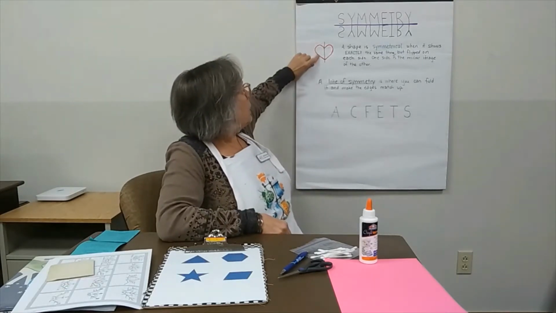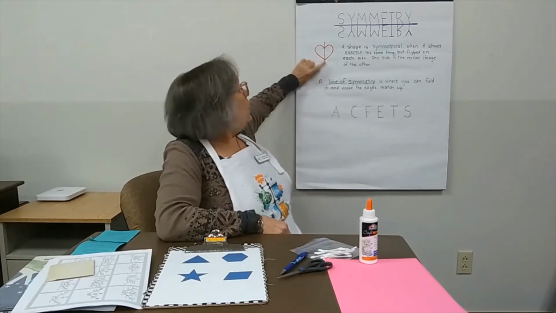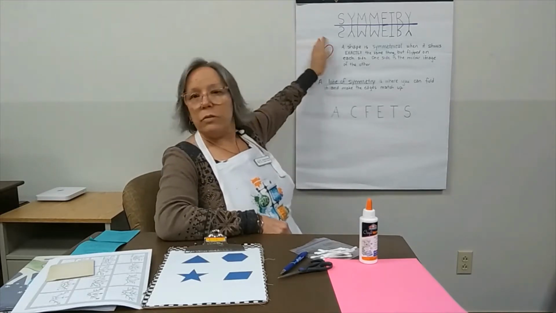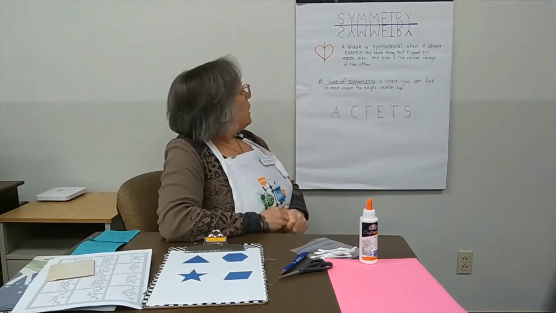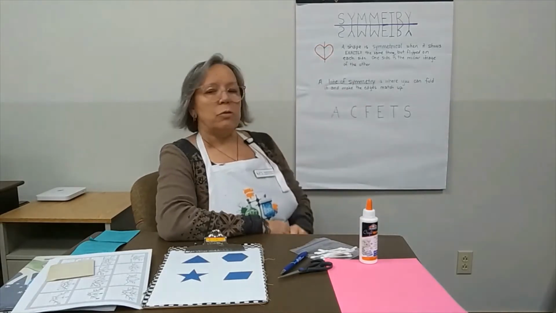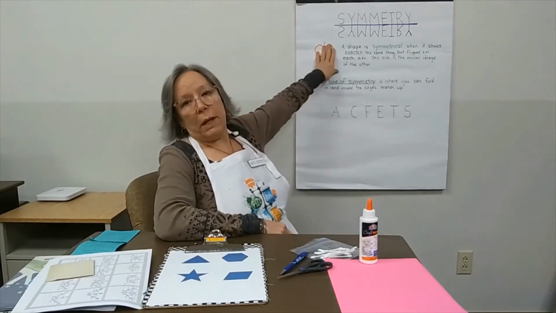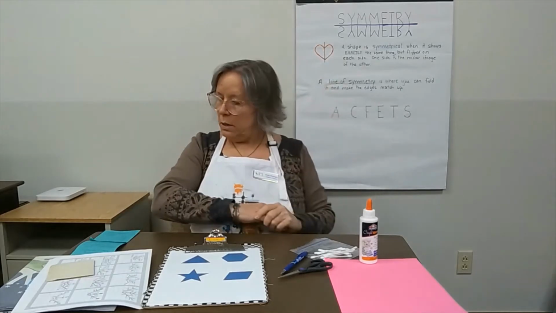So you can kind of see it with the heart here. This side and this side are exactly the same, only flipped over. And so that gets into our line of symmetry. A line of symmetry is where you can fold it and make the edges match up.